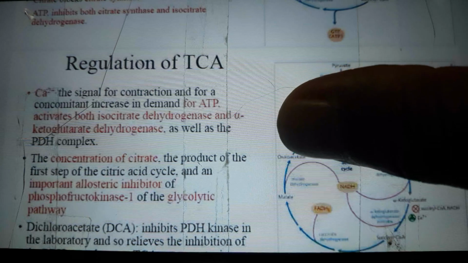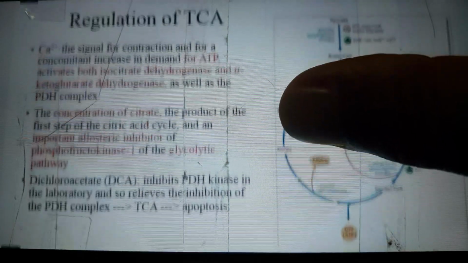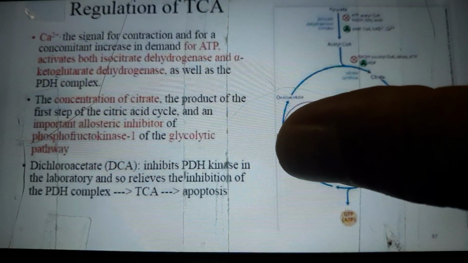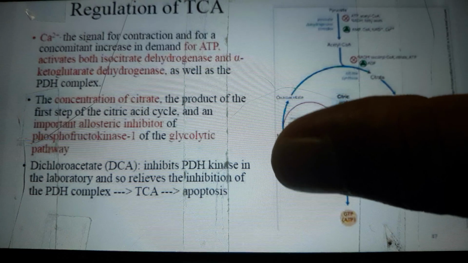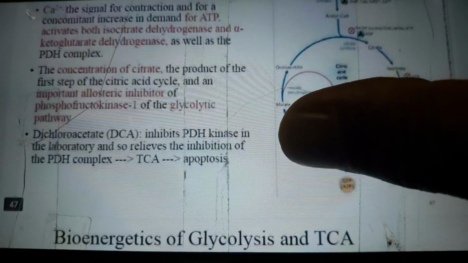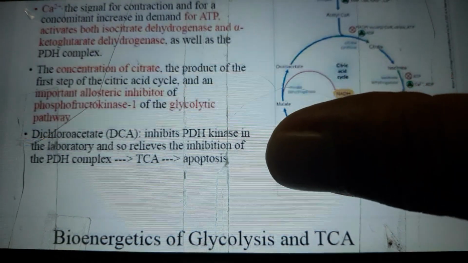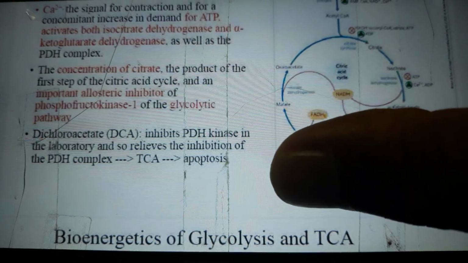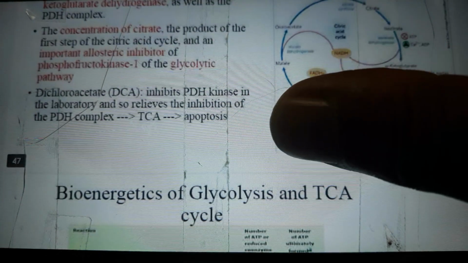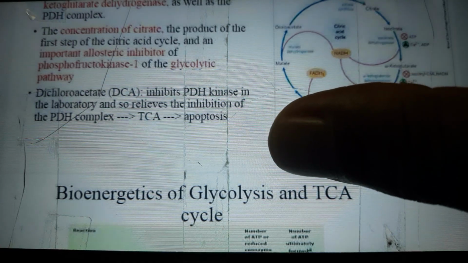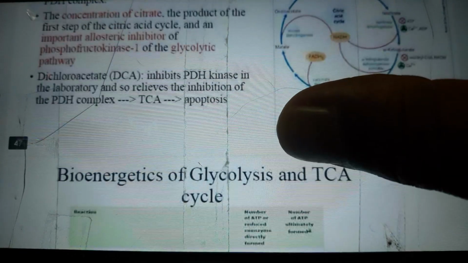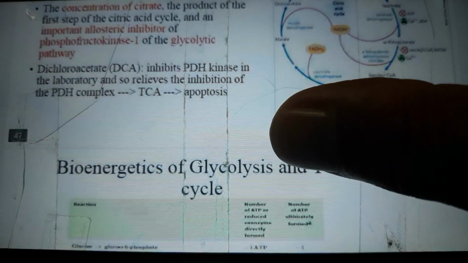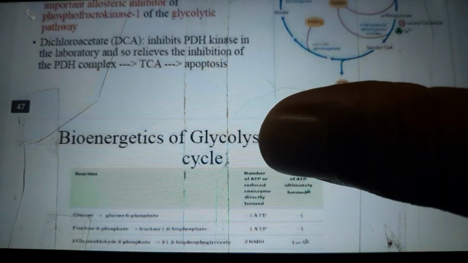ATP inhibits both citrate synthase and isocitrate dehydrogenase. Regulation of the TCA cycle: calcium (Ca2+), the signal for contraction and for the concomitant increase in demand for ATP, activates both isocitrate dehydrogenase and alpha-ketoglutarate dehydrogenase, as well as the PDH complex. The concentration of citrate, the product of the first step of the citric acid cycle, is an important allosteric inhibitor of phosphofructokinase 1 and of the glycolytic pathway.